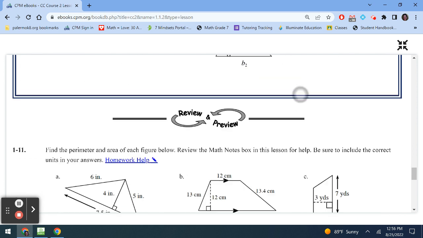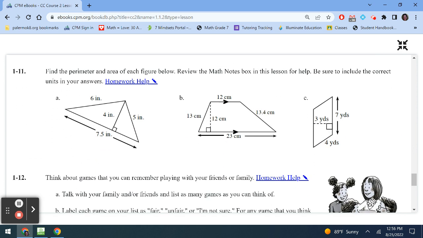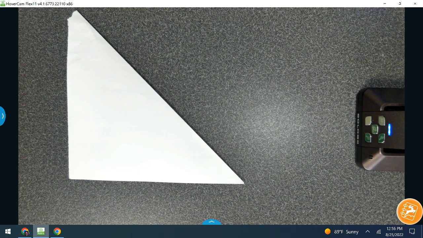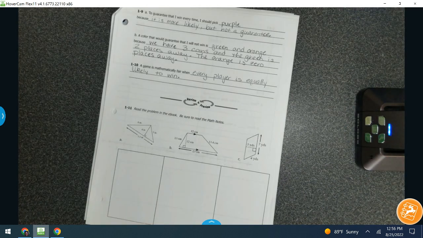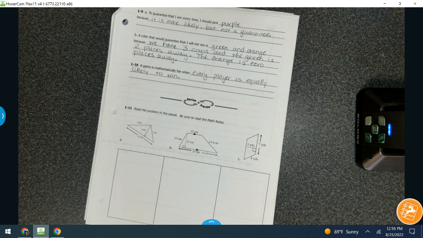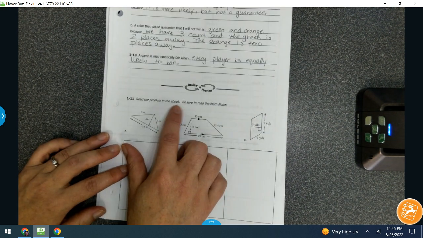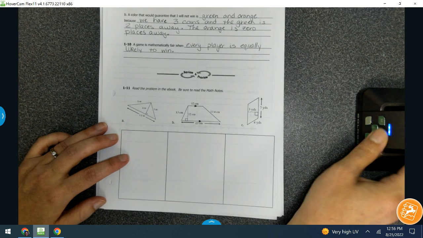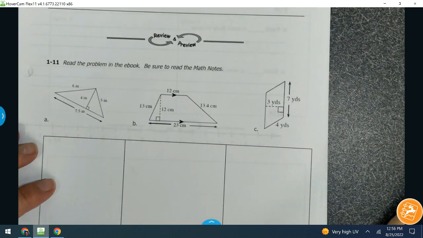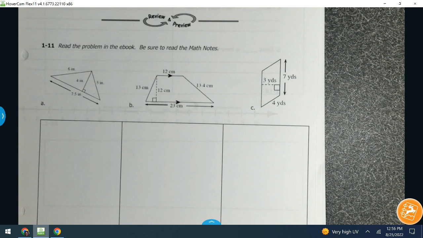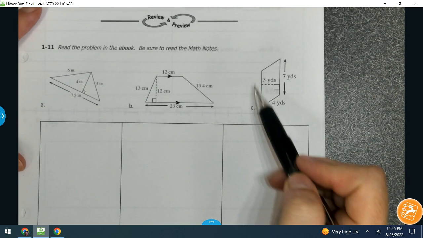All right. So with this one right here, we need to find the area and the perimeter for all three of these shapes. And we're going to do that in our notebooks. So here we go. Here's our notebook. Again, we've got a review preview. I did type on here to read the problem in the ebook. Be sure to read the math notes, which we did. Good news, it's homework, so we can do it in any order we want. So I'm going to start with Charlie right here.